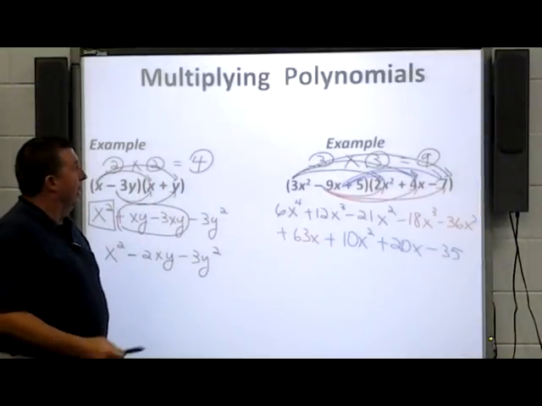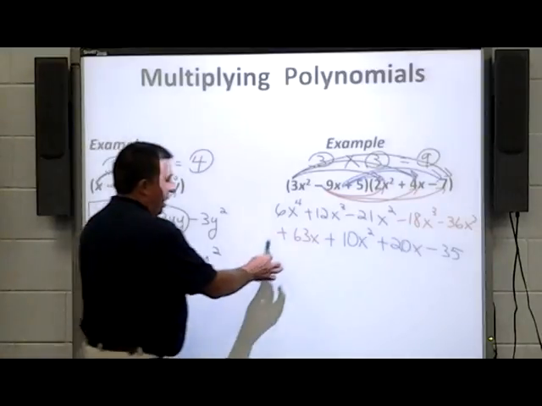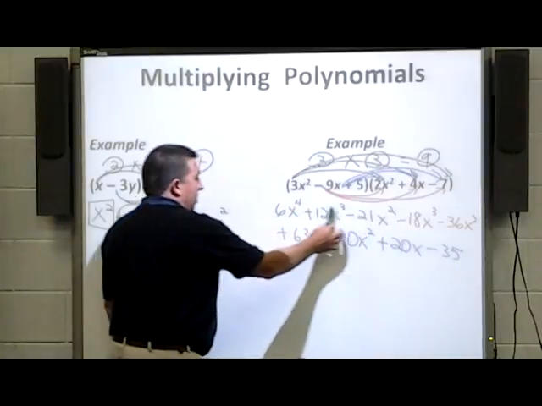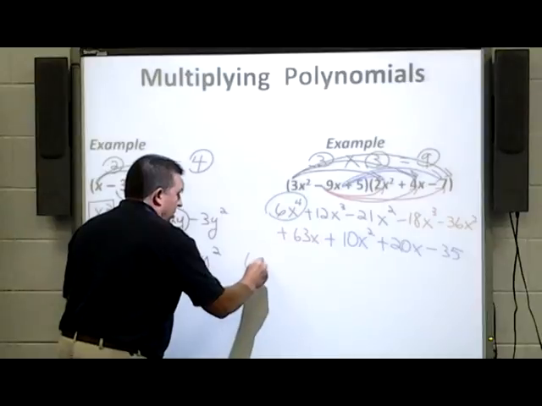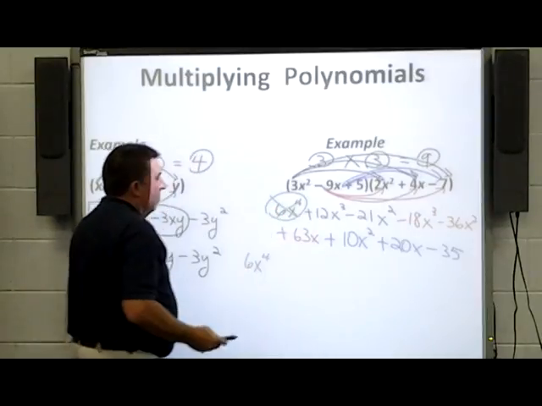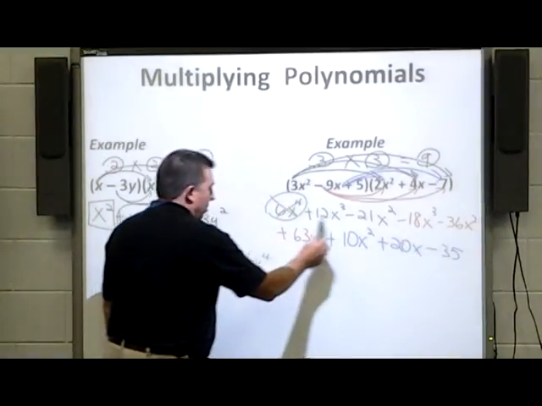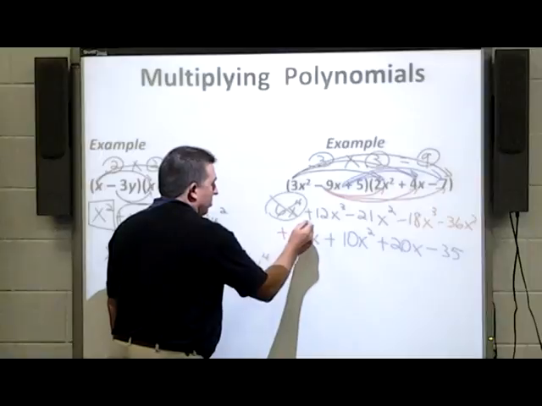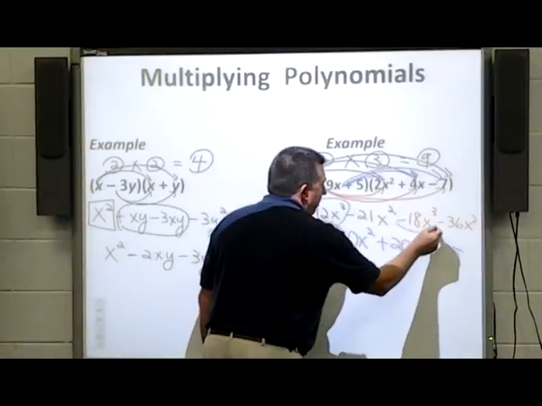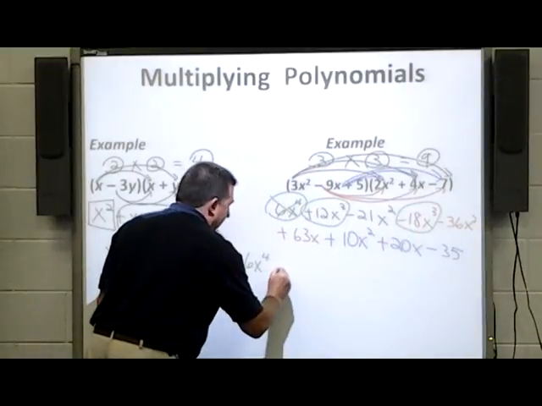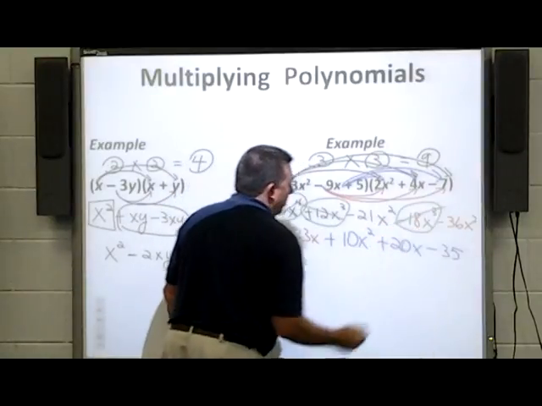Now I have to combine them all together, and I have to put it in standard form, which means I want the highest variable first. The highest variable, if you look through all my variables, is x to the 4th. So I'm going to write it first. I'm done with that one. I got an x cubed here, I got an x cubed here, I don't see more x cubed terms, so I'm going to take my positive 12 and my negative 18 and get negative 6x to the 3rd. Okay, I got those done.